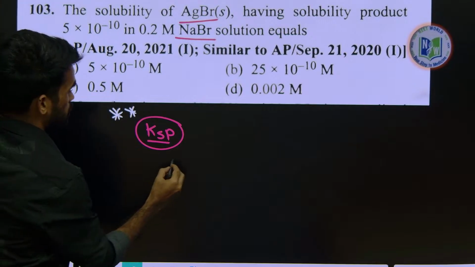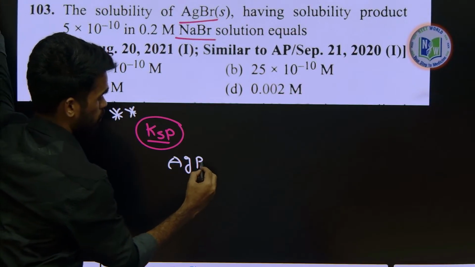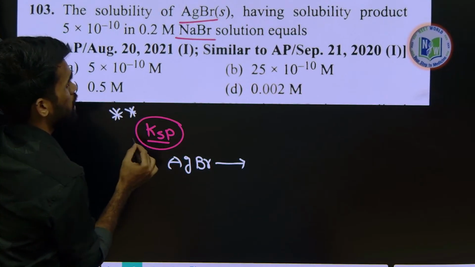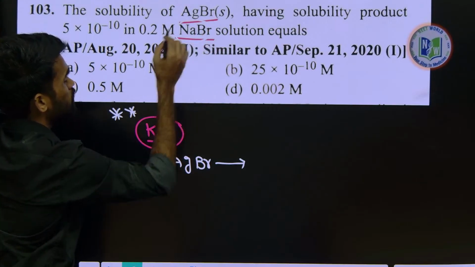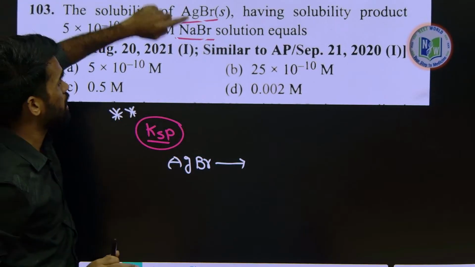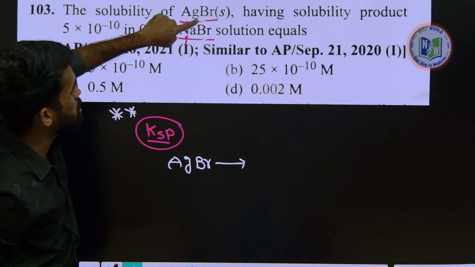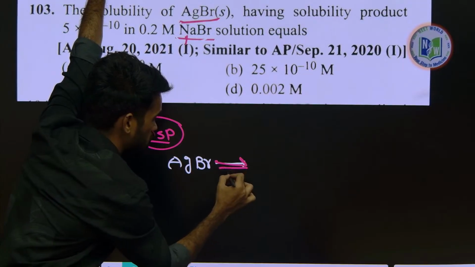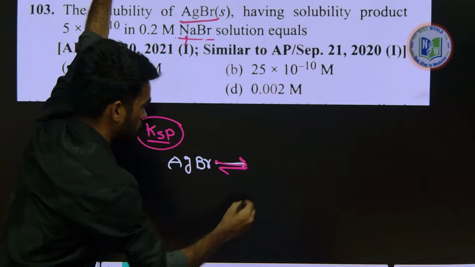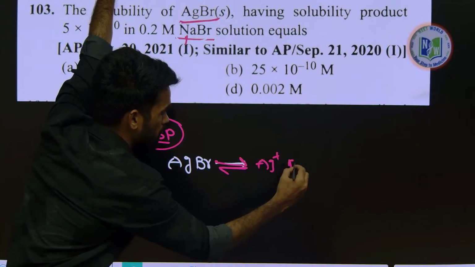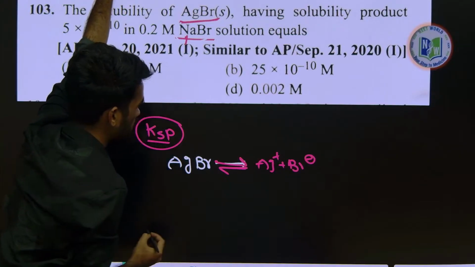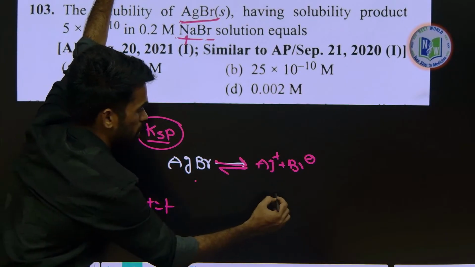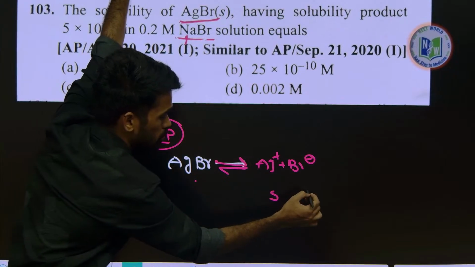Solubility product of AgBr. AgBr is a covalent salt, so it will only dissolve to some extent. If an ionic compound is there like NaBr, it will be completely soluble in water. So I can say NaBr is a strong electrolyte and AgBr is a weak electrolyte. It will dissolve only to some extent, that's why I am maintaining this equilibrium symbol here. Ag plus, Br minus. Initially there is no dissolution, but after some time t, S amount of this salt is dissolved, giving this ion and this ion.